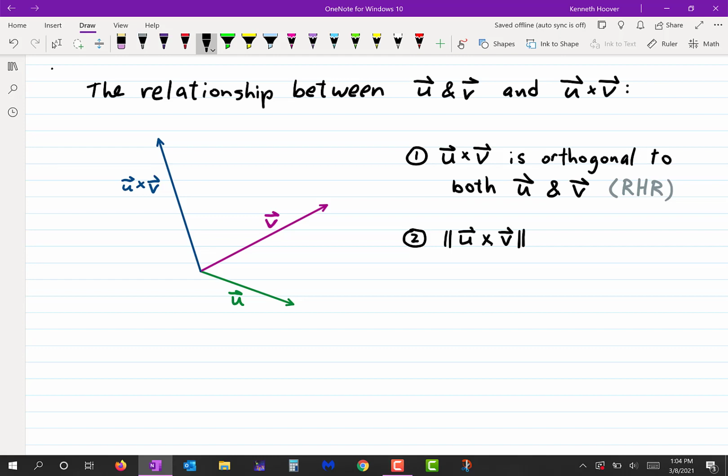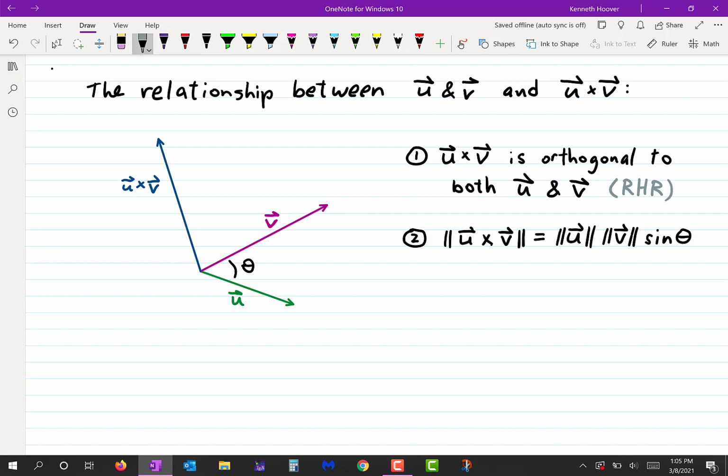Okay, so the magnitude of u cross v is equal to, now this will look maybe a little bit familiar to you. Don't let it confuse you. It equals the magnitude of u times the magnitude of v times the sine of the angle between u and v.